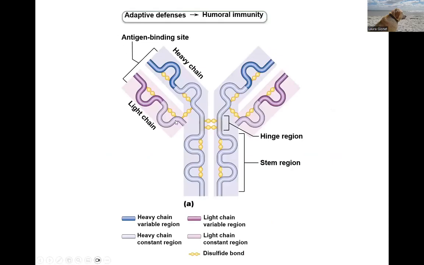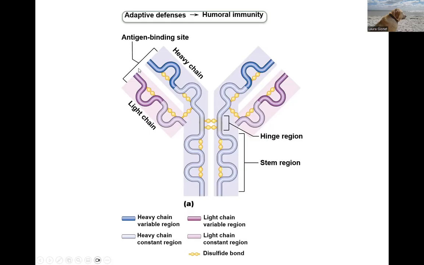Okay, so here we have that Y shape. The heavy chains are toward the center, in the light bluish and dark bluish areas, and then the light chains are there in the purple. The arms of the Y, where you have the double strand of blue and purple, at the tips of those is the specific antigen binding site. That is called a variable region, because of these regions in the light chains and the heavy chains. You see the hinge point there, and then your stem region.